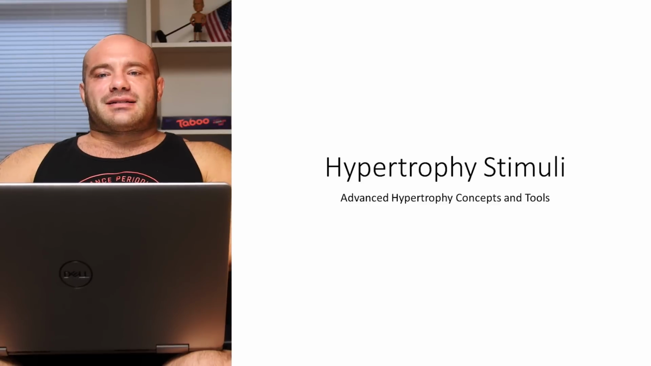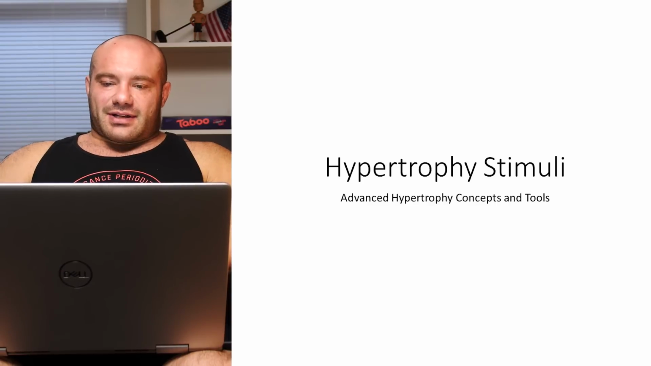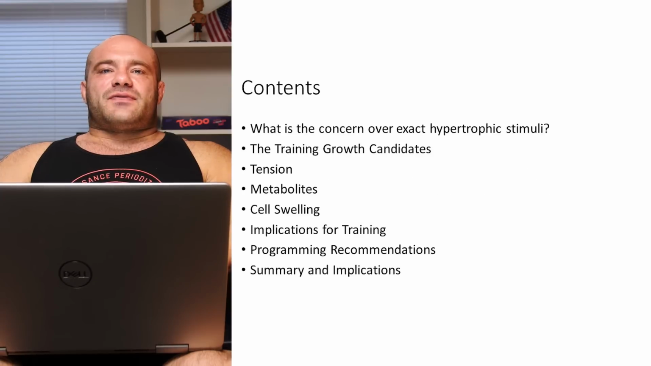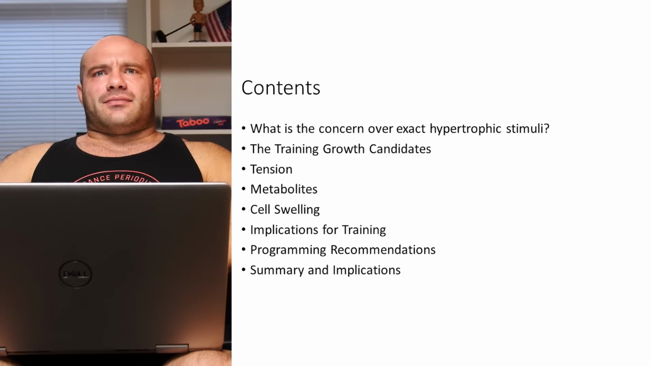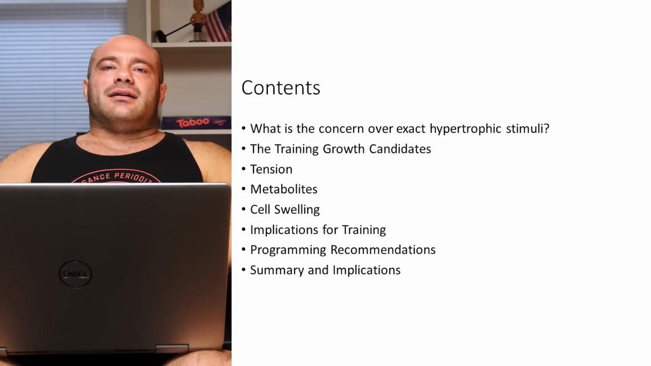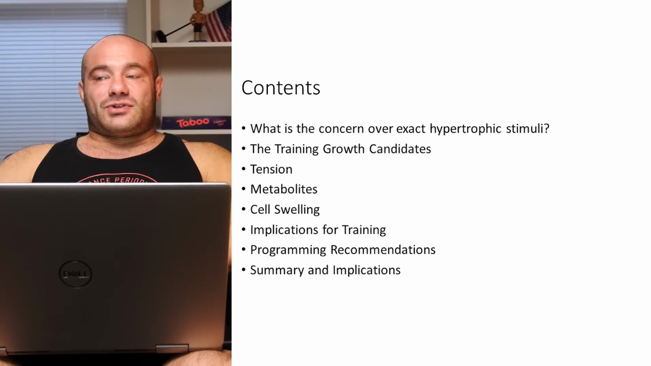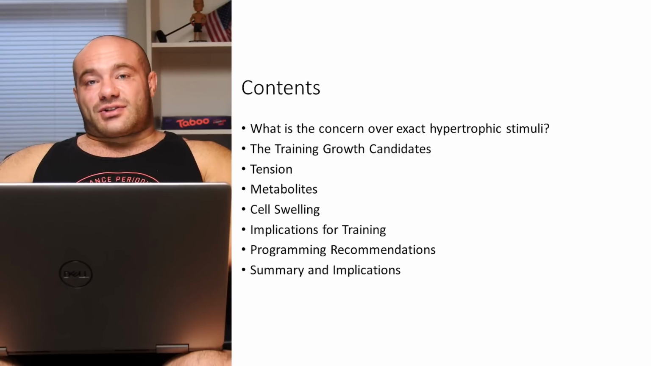This is Hypertrophy, Advanced Hypertrophy Concept Lecture number 5, Hypertrophy Stimuli. So what are we talking about today? We're going to talk about the exact hypertrophy stimuli, like what is it that actually at a mechanical, at a chemical, at a causative level, leads to muscle growth, makes muscle growth happen. Not just training, but what is training doing to the muscle that causes growth to occur?